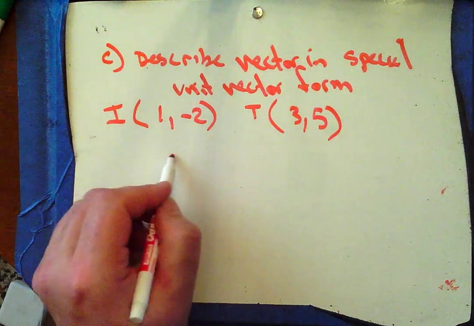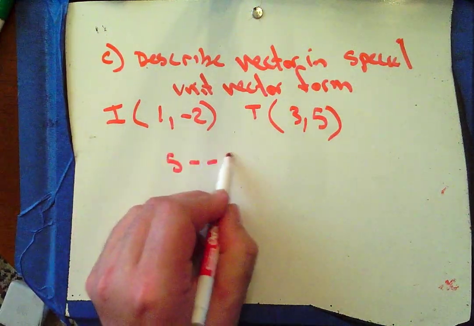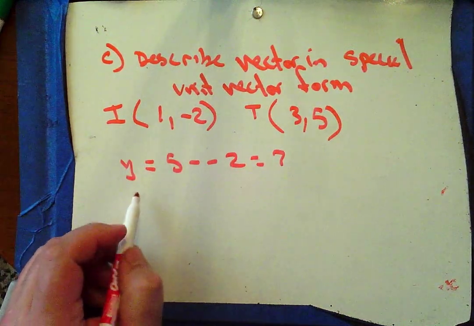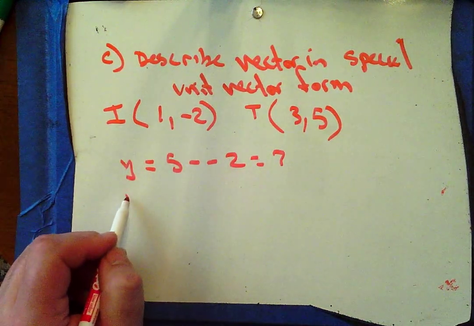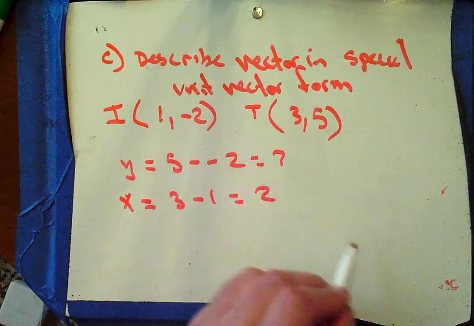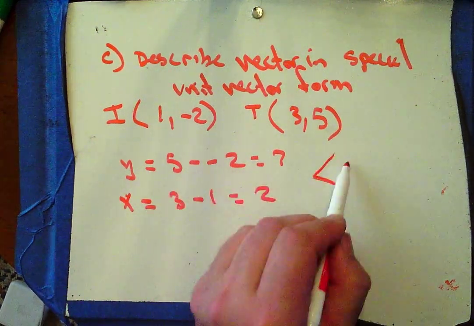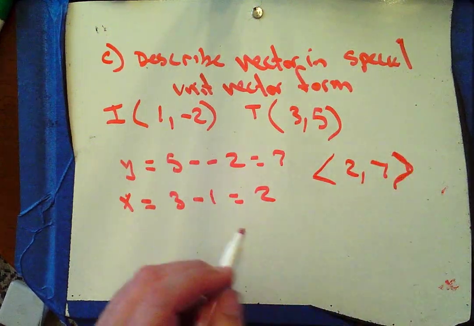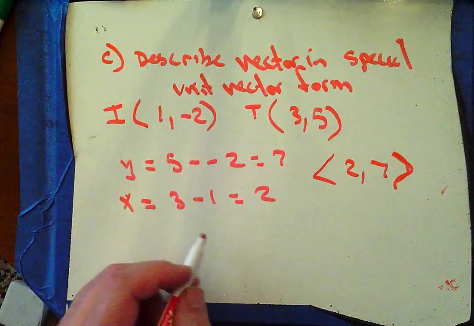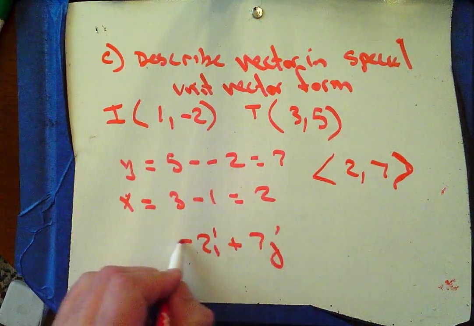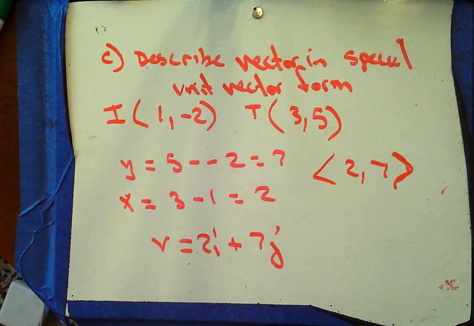Okay, so 5 minus -2 is 7. There's the y component of the vector. And what about the x component of the vector? 3 minus 1 is 2. In component form, we'd write <2, 7> with component form brackets. But with special unit vector form, we write 2i plus 7j equals v.